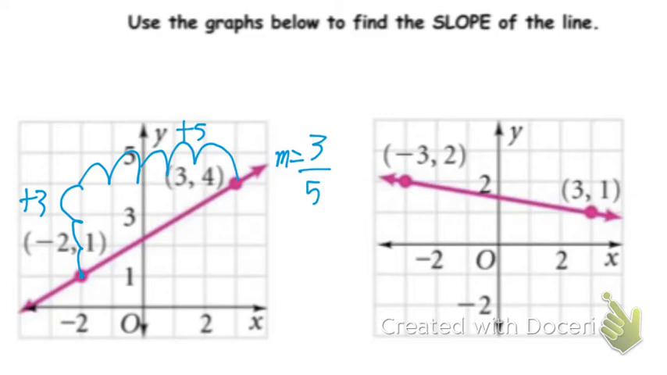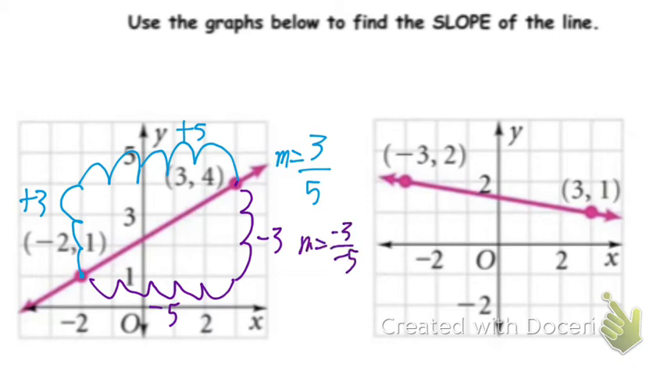Now let's say I went the other direction. Let's say I went from the other point and I went down 3. Did I go positive 3 or negative 3? Negative 3 because I went down. If I'm going left 5, is that positive or negative? This still works. Negative 5, because then I get m is negative 3 over negative 5. But what is a negative divided by a negative? A positive. So it's still the exact same slope.